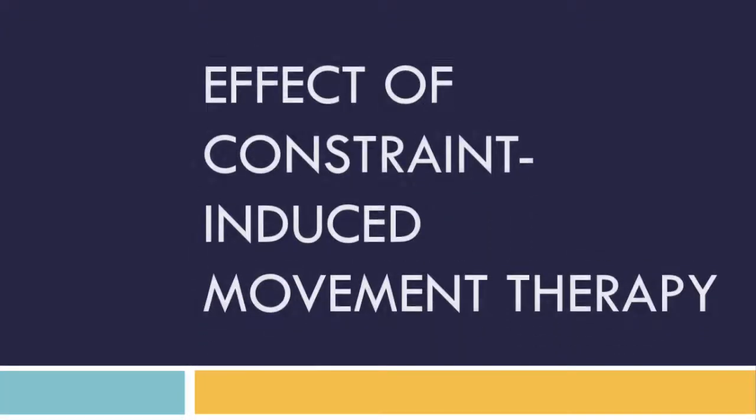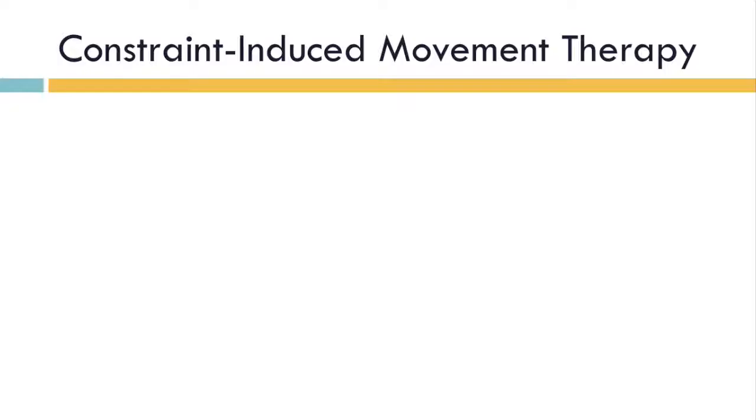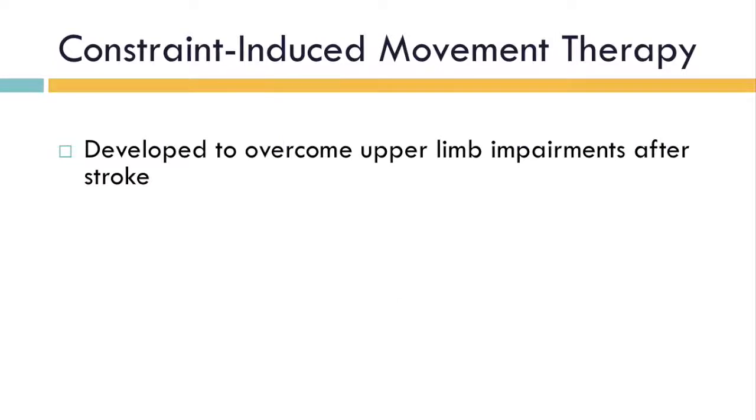This is a synthesis on the effect of constraint-induced movement therapy on patients with stroke. Background: constraint-induced movement therapy consists of rehabilitation techniques in order to overcome upper limb impairments after stroke.